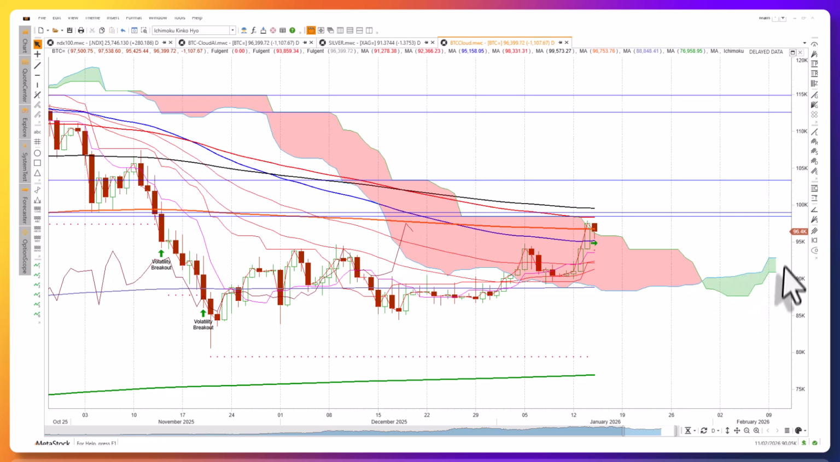The front end of the cloud indicating that we've got a new bull market emerging on Bitcoin on the daily Ichimoku cloud. We just need to get through this resistance zone and stay above this cloud chart level. But keep an eye on those downside risk targets here, and also this resistance zone. Are we going to break through it to the upside? But so far so good.